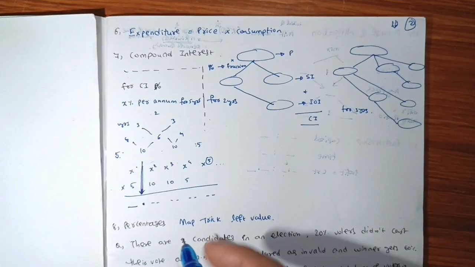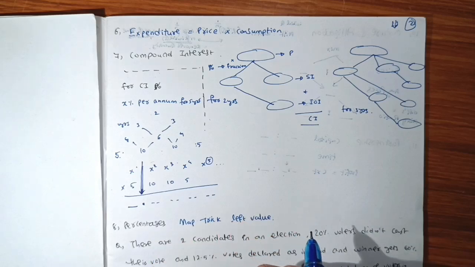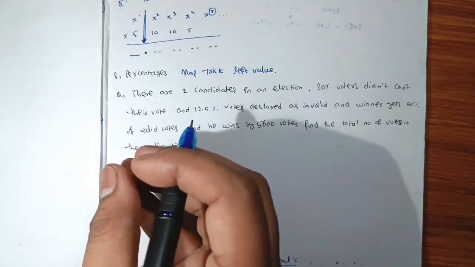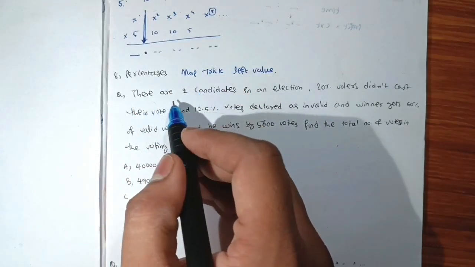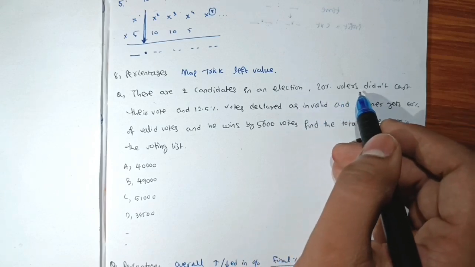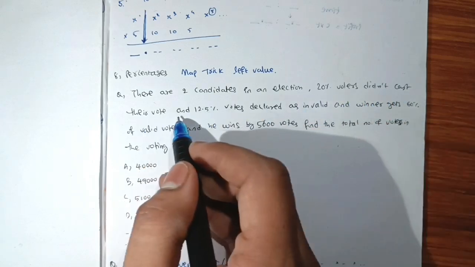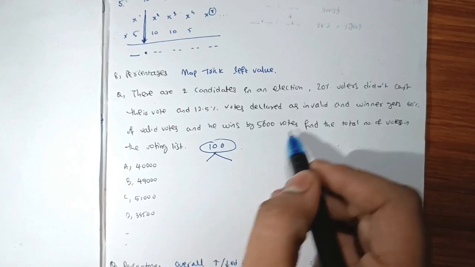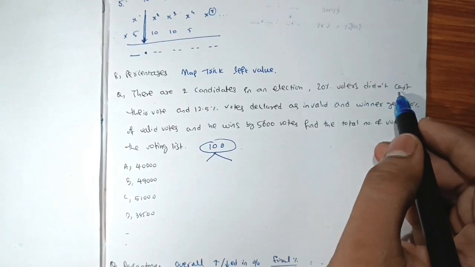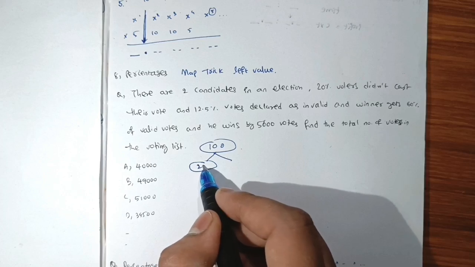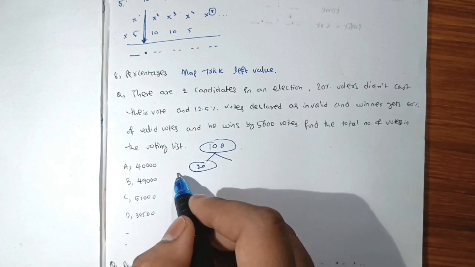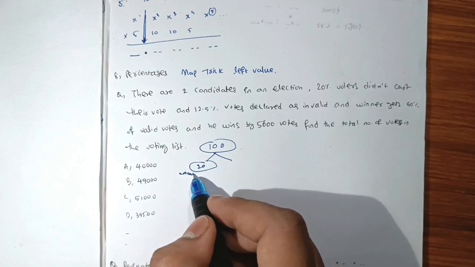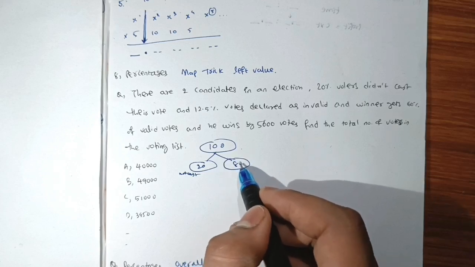Later our topic is percentages. If percentages are given, we have seen the reference map trick, the left value. Let us solve one question regarding this. There are 2 candidates in an election, and 20% of the voters did not cast their vote. The map trick is nothing but here it is 100%. In this 100%, 20% of the voters did not cast their vote, so the cast votes are 80%.